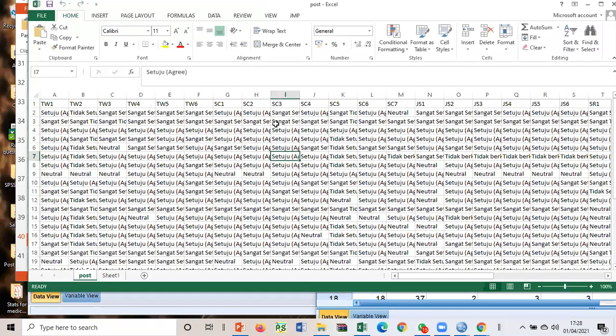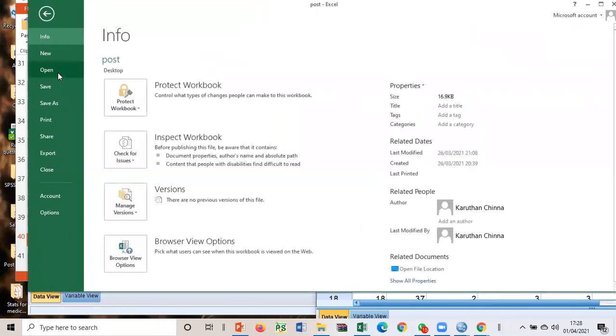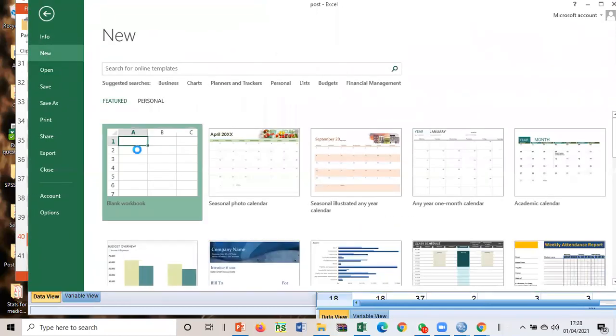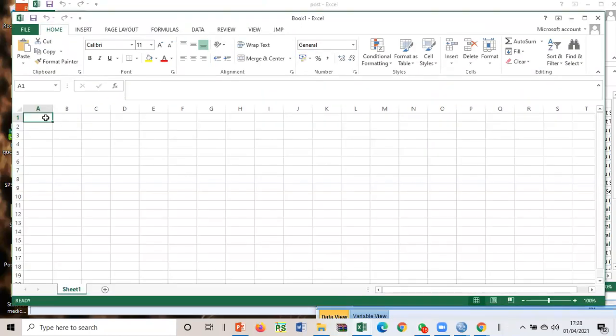Okay, this Excel data, right? Make it something simple, easier to see. This is my variable A, B, C, D, and so on. These are my variables.